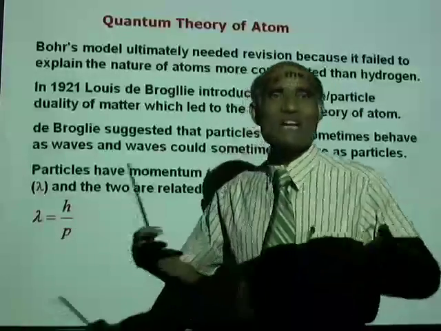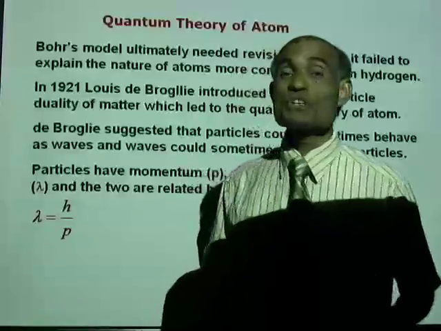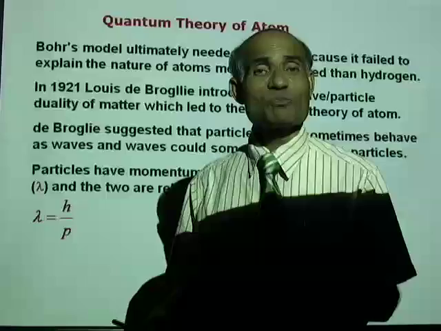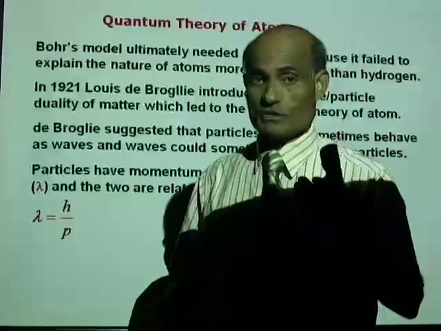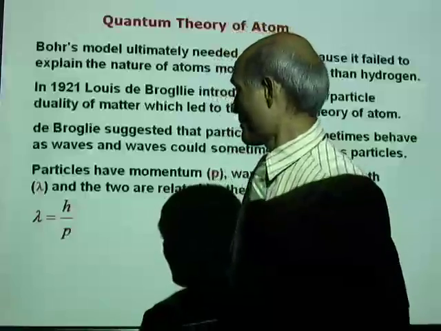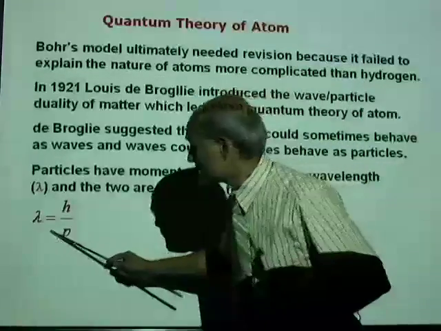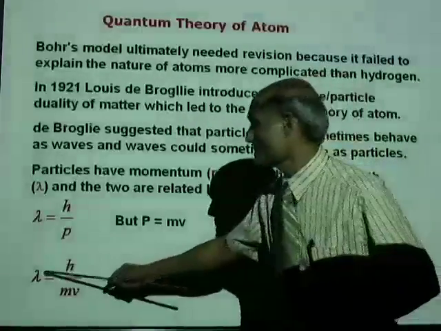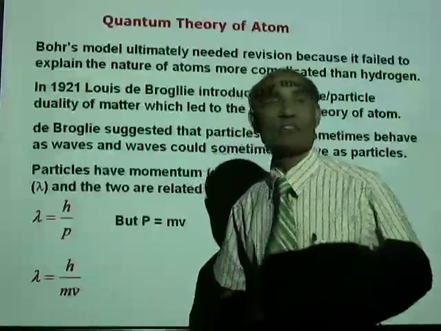Look at where that h comes from again. What does h stand for? It is the Planck's constant, and its approximate value is 6.64 times 10 to the negative 34 meter squared kilogram per second. And since momentum equals m times v, we can write lambda equal to h over mv, a very important relation.